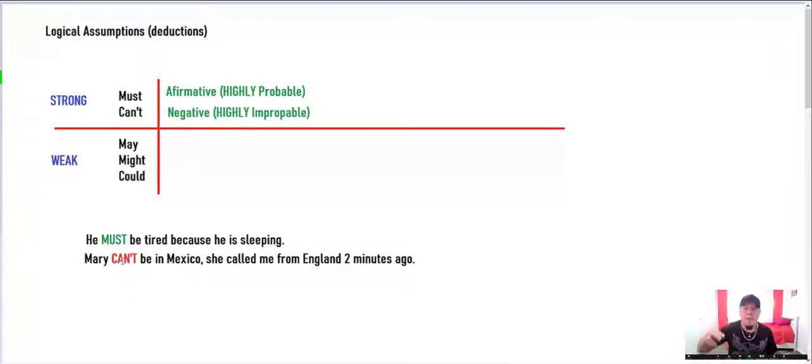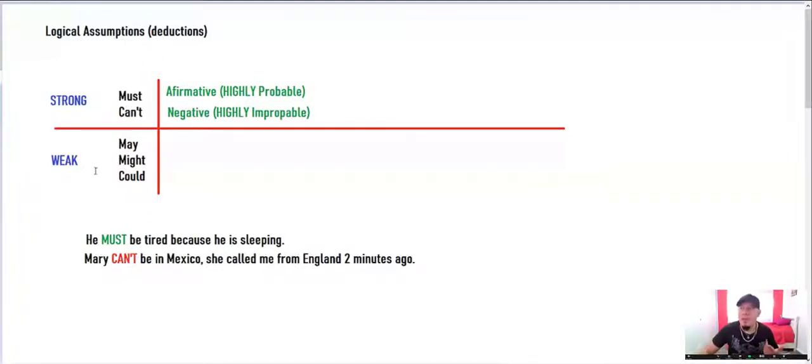Both are strong, but one is for affirmative things, really probable, very probable to happen, whereas when you use can't, it is almost impossible. You notice that point: this one is really probable and can't is almost or virtually impossible.